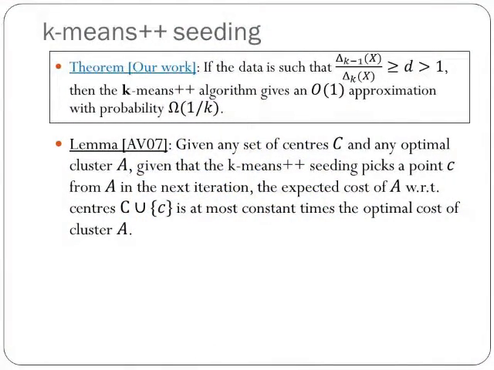Okay, so let me give you the general idea of how we go about proving this kind of theorem. Now, we use this lemma from Arthur and Vassilvitskii in a very crucial manner. This lemma is very simple. What it says is that given any set of centers C and any optimal cluster A, given that the k-means plus plus seeding picks a point small c from A in the next iteration, the expected cost of A with respect to the new set of centers, that is C union small c, is at most a constant times the optimal cost of cluster A.